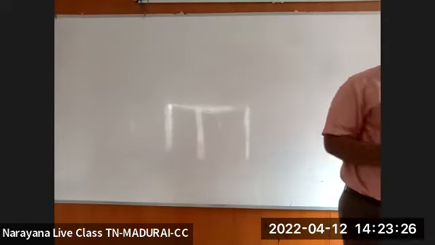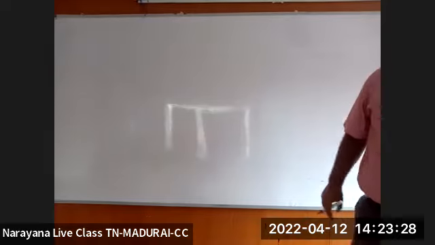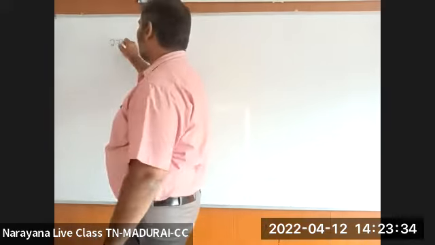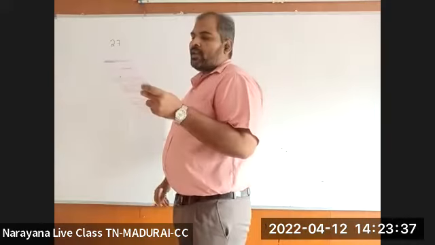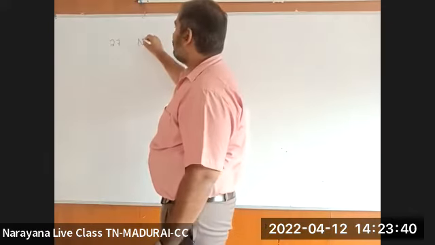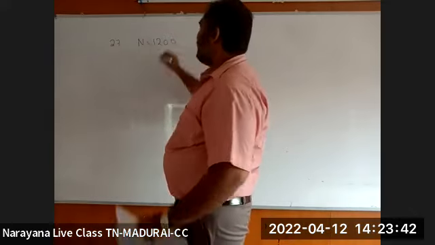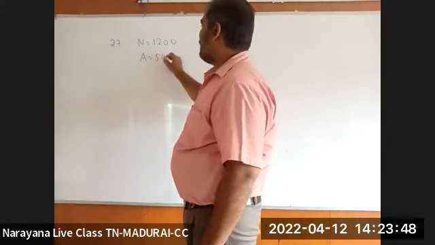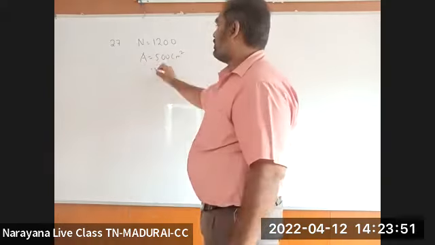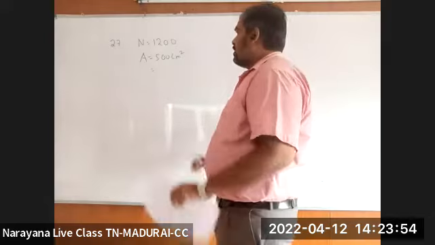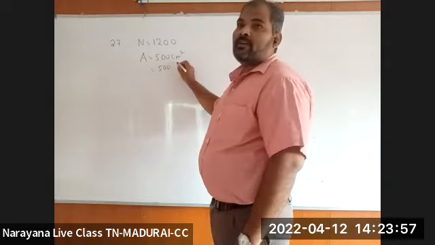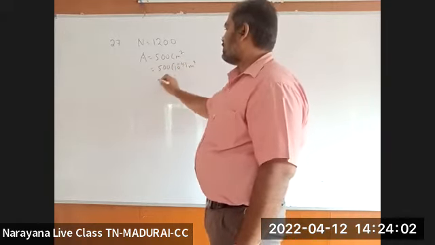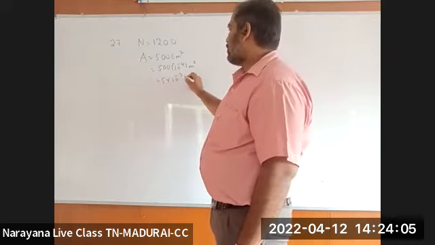Next, which question? 27. Question number 27, students. A coil of how many turns? N equals 1200 turns. And what is the area? 500 centimeter square. 500 into centimeter means 10 power minus 2 whole power 2, which is 10 power minus 4 meter square. So that is 5 into 10 power minus 2 meter square.